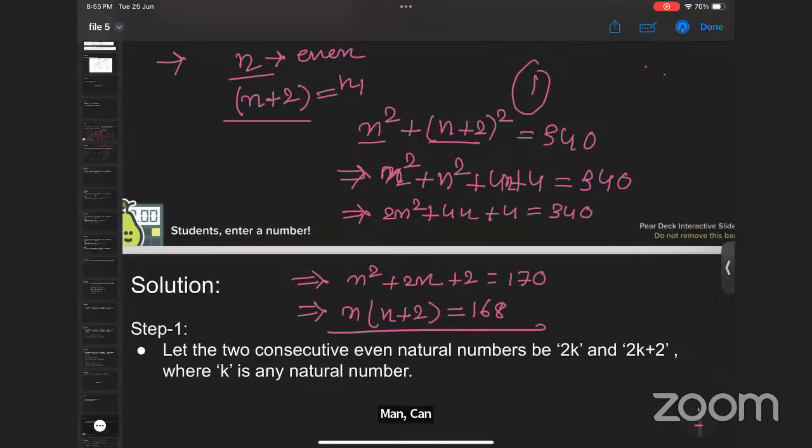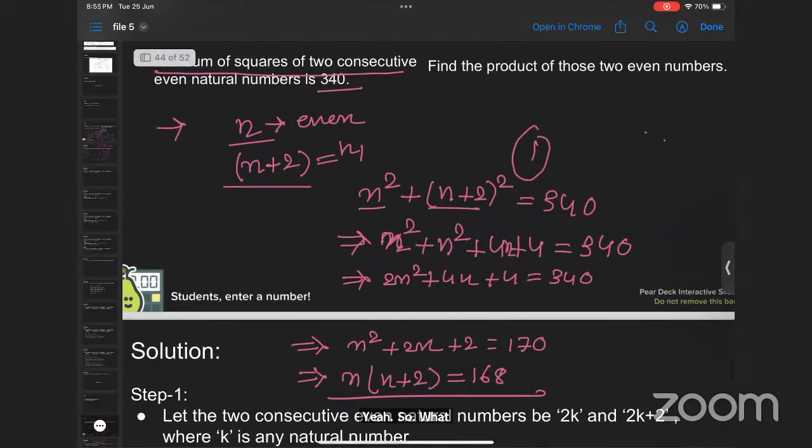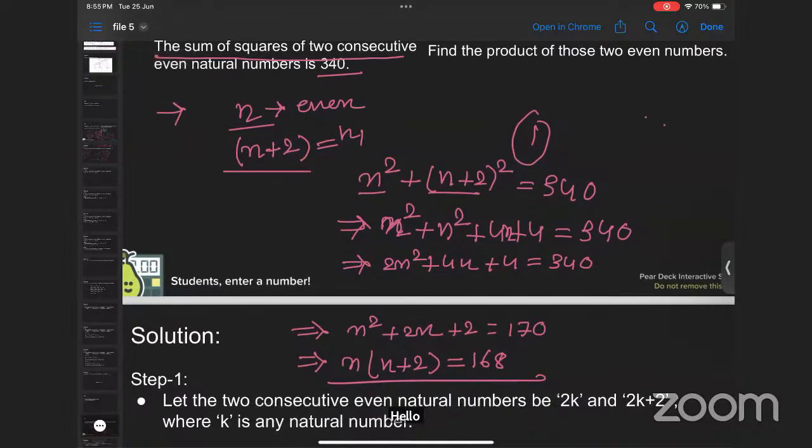Yeah. So what is in the question? The sum of squares of two consecutive even natural numbers is this. So we are taking these two as our even natural numbers. The first one is n and the second one is n plus 2.